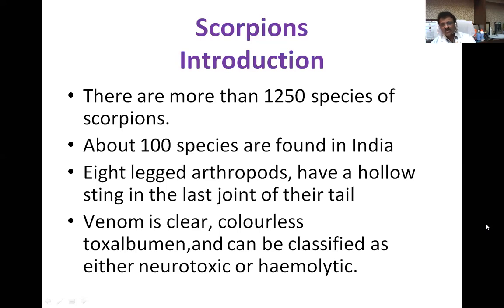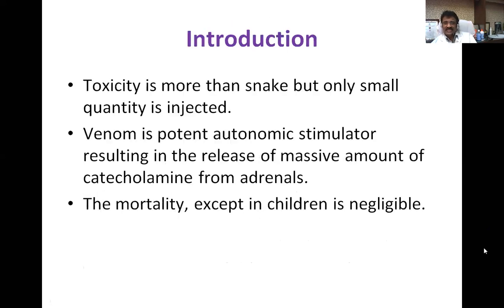Now you know what is neurotoxic and what is hemolytic. Neurotoxic acts on the central nervous system and hemolytic acts on the blood. So that is why this animal is actually dangerous, more dangerous than the snake.